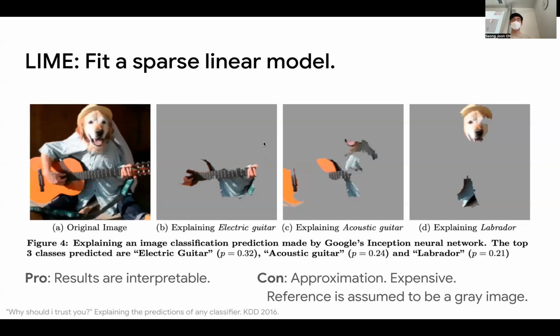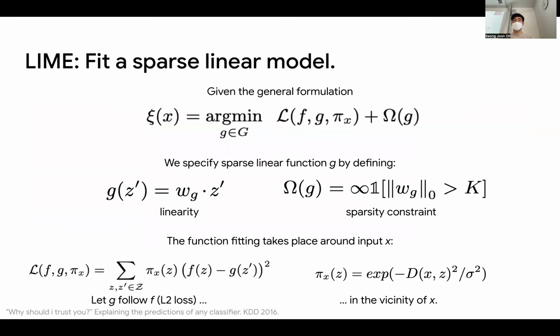So here gray also means 0 pixel value in many cases. Okay, sure. So can you pinpoint where in the formulas it's actually written that we treat the reference as a gray image? So the formulation does not say that. Yeah, the formulation doesn't say that. So it's a sparse linear model.